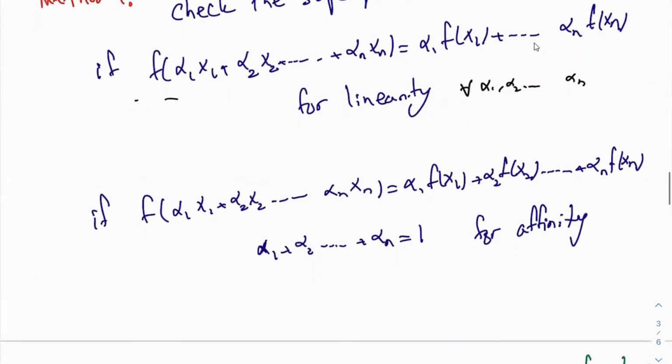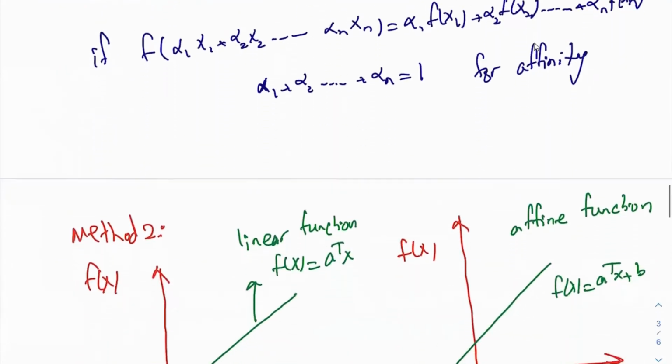For affinity, you either can check to see whether you can massage your problem to be written as A transpose X plus B, a linear term plus a constant, or check to see whether the superposition principle holds when the sum of the coefficients is equal to 1. This is for affinity, right?